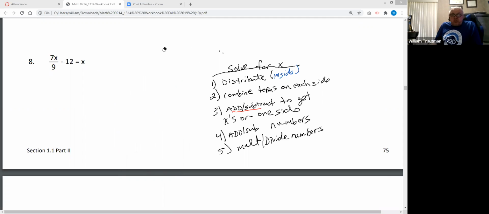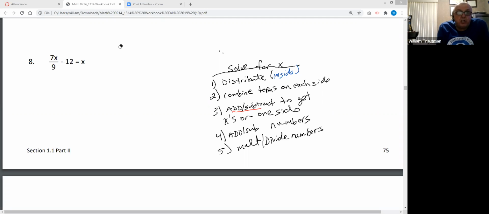Step 1, distribute. There is no distribution. Step 2, combine like terms. This is 7/9. I mean, another way of writing 7/9 x is like this. 7/9 x. It's the same. They're the same thing. 7/9 x minus 12. You can't add those or subtract those. So step 2 is out of the question.